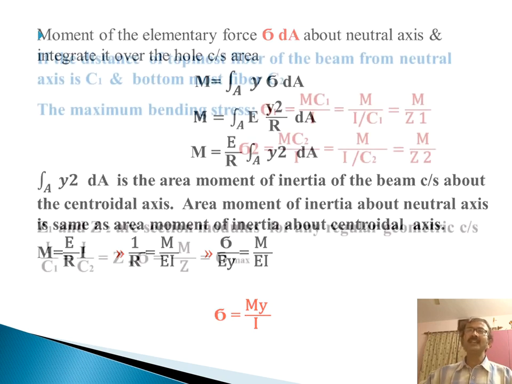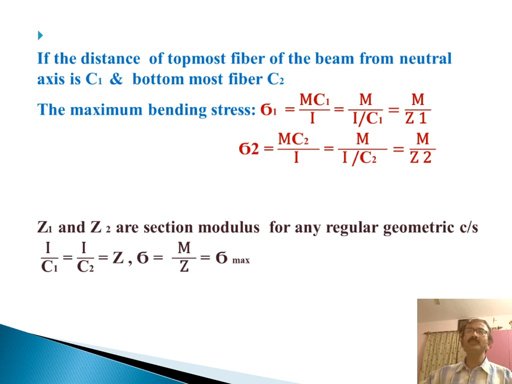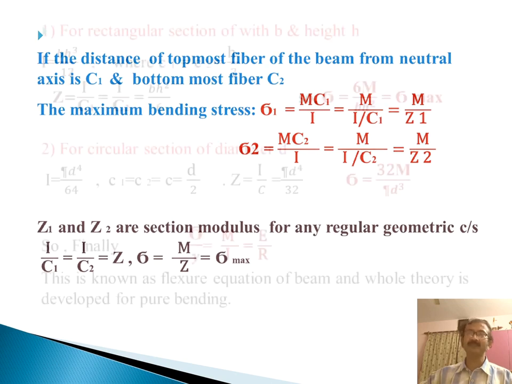Now if the distance of the topmost fiber of the beam from the neutral axis is C1 and that of the bottommost fiber is C2, then the maximum bending stresses are sigma 1 equals M C1 by I and sigma 2 equals M C2 by I, where I by C1 equals Z1 and I by C2 equals Z2. Z1 and Z2 are the section moduli for any regular geometrical cross section. So finally sigma equals M by Z, which is called sigma max.